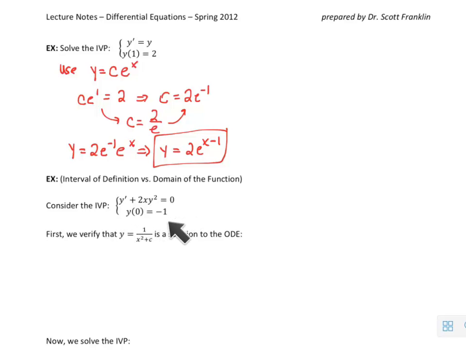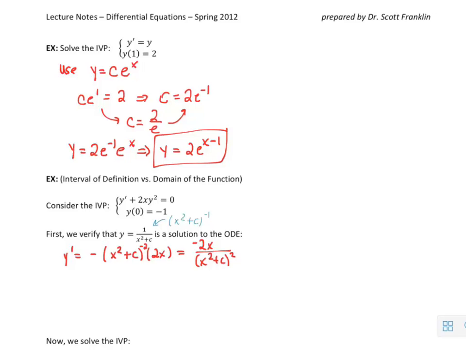So first of all, we need to take the derivative. The easiest way to take the derivative here is to think of 1 over x squared plus c as x squared plus c to the negative 1. So you bring your minus 1 out front and reduce your exponent by 1, so you have a negative quantity x squared plus c raised to the negative 2. And then times the derivative of what's inside, which would be times 2x. Or rewriting that, that would be a negative 2x over x squared plus c quantity squared.